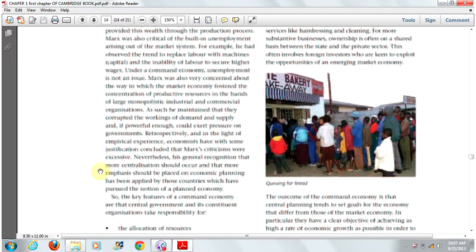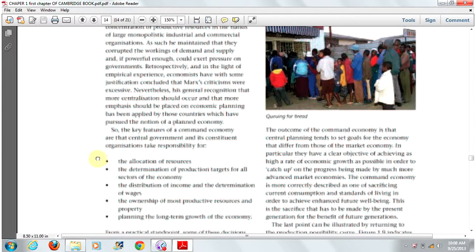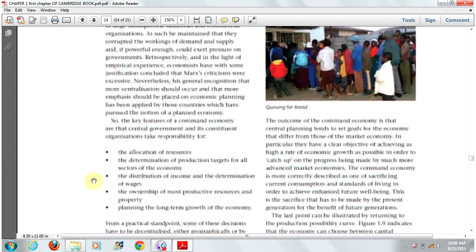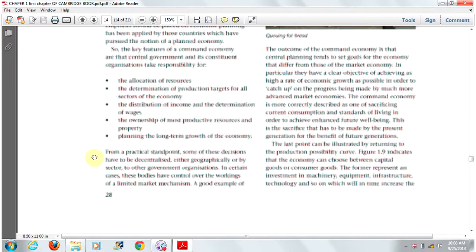So the key features of a command economy are that the central government and its constituent organizations take responsibility for the allocation of resources, the determination of production targets for all sectors of the economy, the distribution of income and the determination of wages, the ownership of most production resources and property, and planning the long-term growth of the economy. From the practical standpoint, some of these decisions have to be decentralized, either geographically or by sector, to government organizations. In certain cases, these bodies have control over the workings of a limited market mechanism.